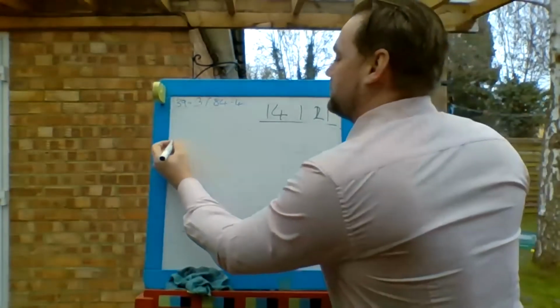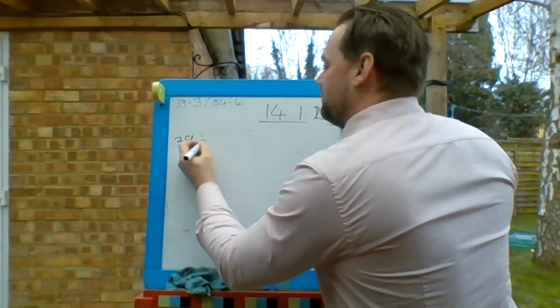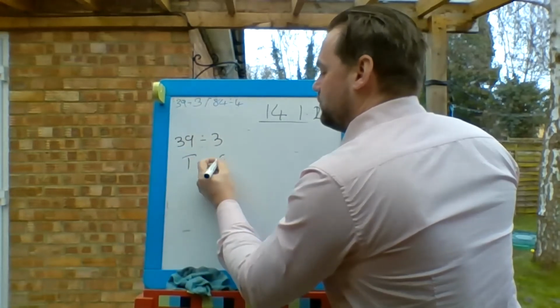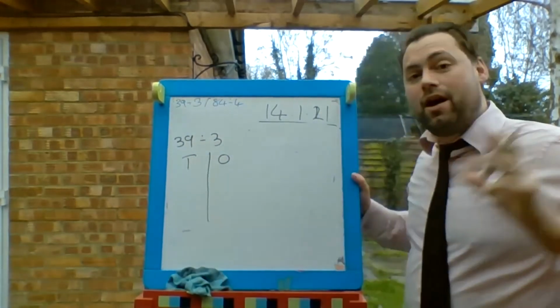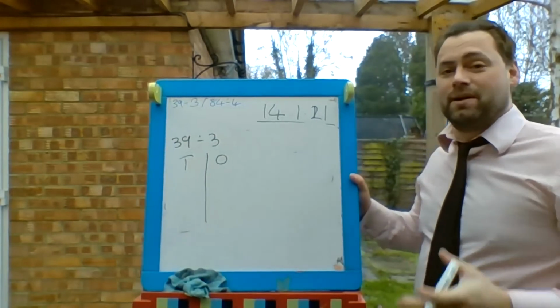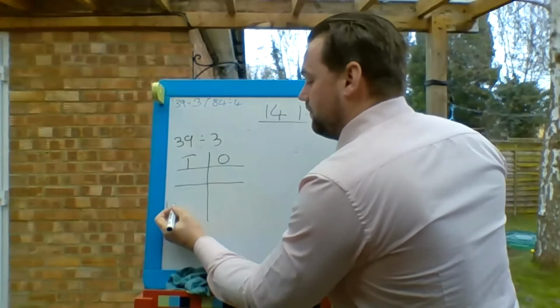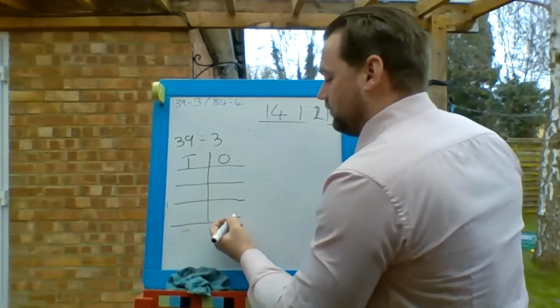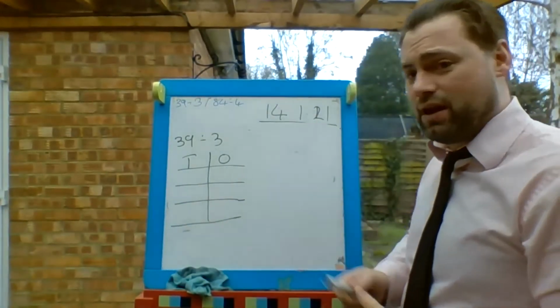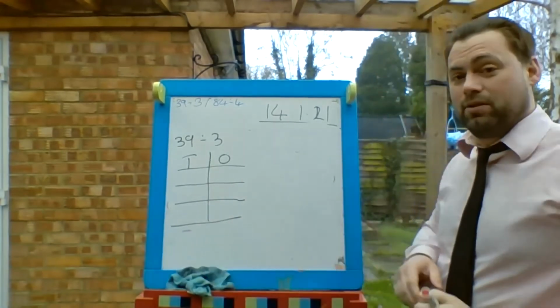Okay, so my first question is 39 divided by 3. I do a 10s and a 1s column and I draw it down. I'm splitting this number into 3 groups. So here's my first group, my second group, and my third group. I'm using a different color, you can as well, or if you're using your Jenga blocks or whatever, that's really good as well.